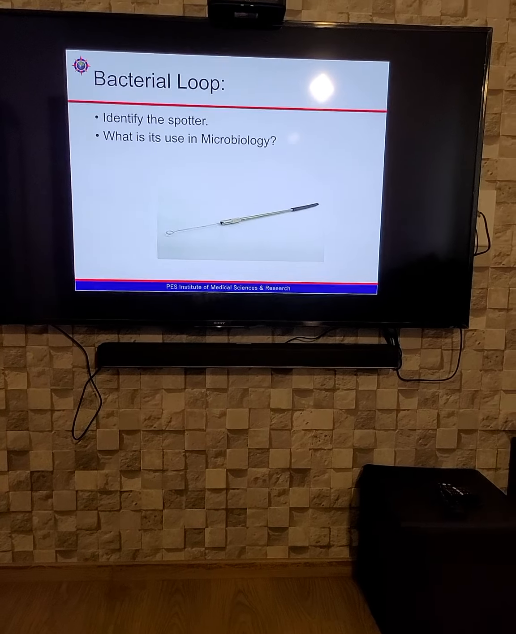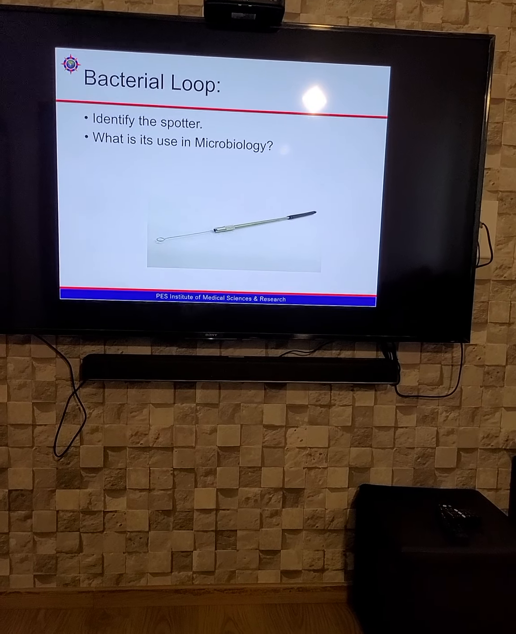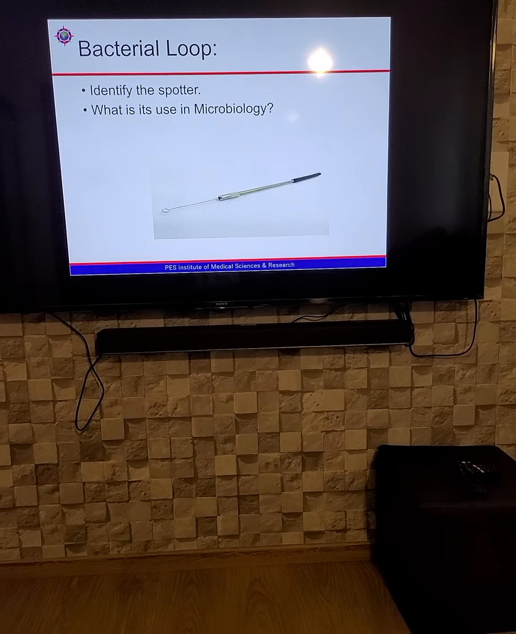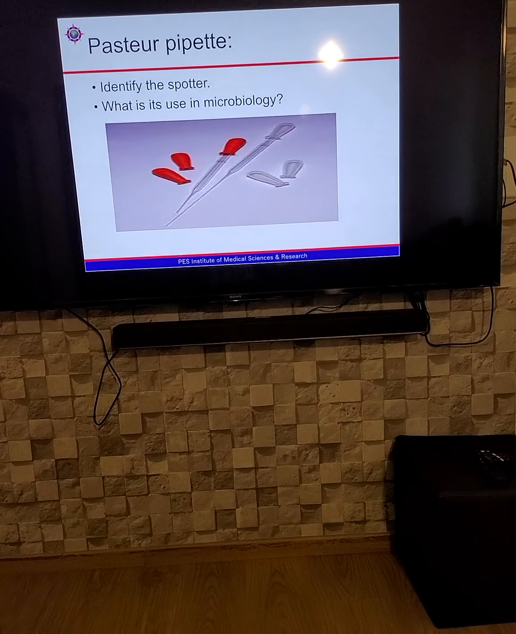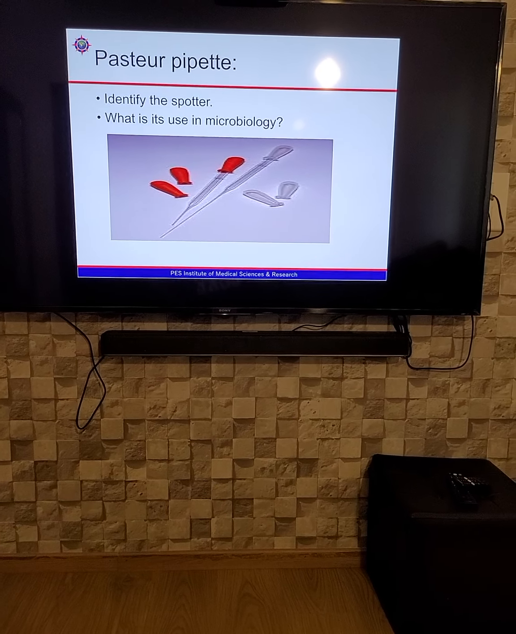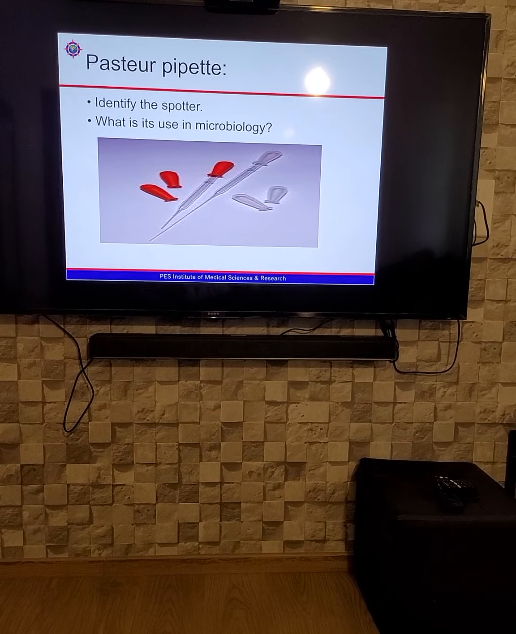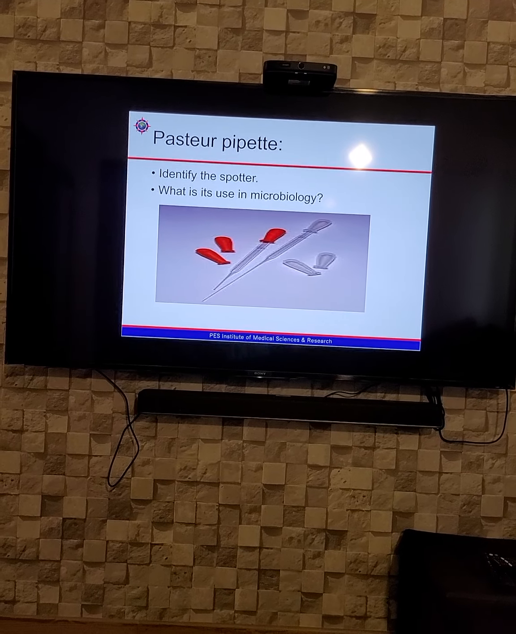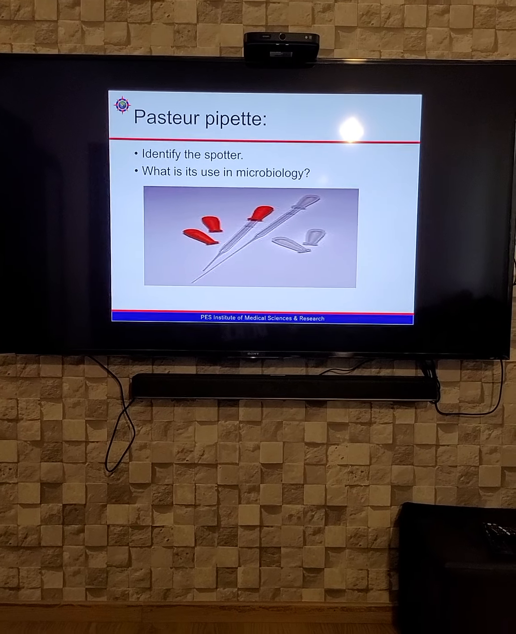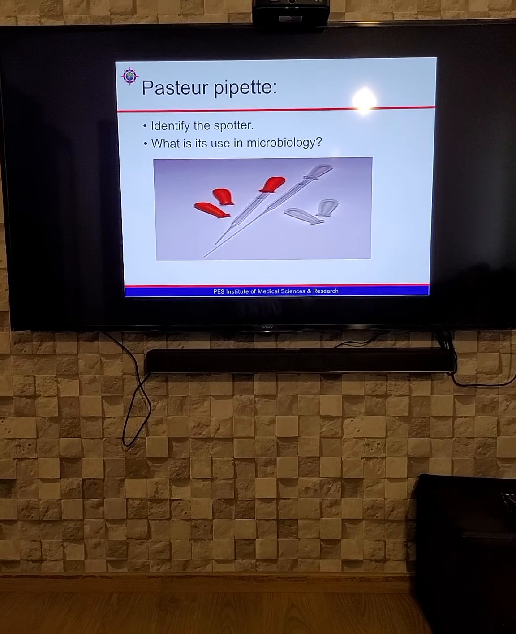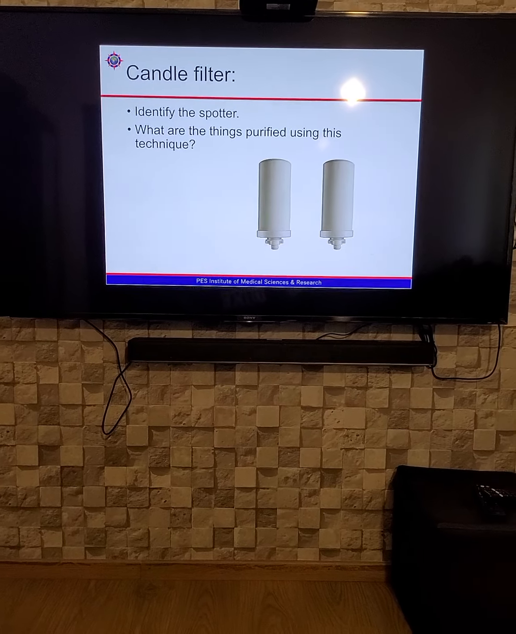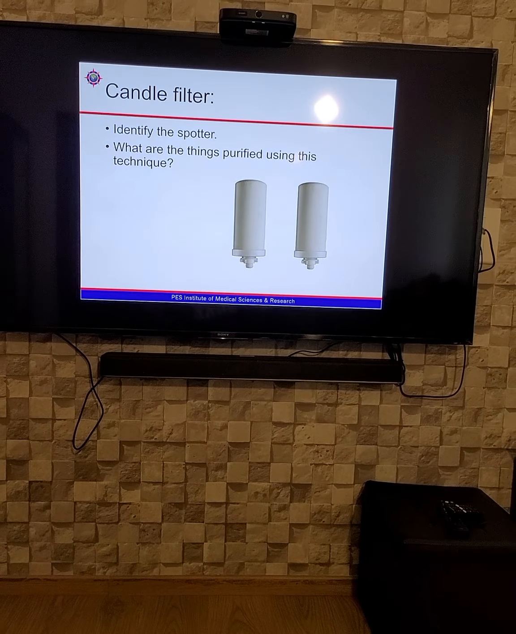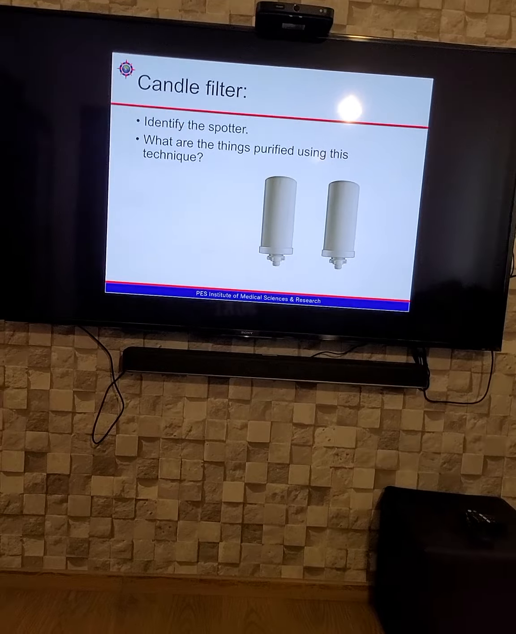This is bacterial inoculating loop, sterilized by red hot sterilization. It is used for picking up colonies and inoculating into the liquid media. This is Pasteur pipette, and it is commonly used for transfer of sterile liquid medium from one tube to another tube. And it is candle filters. This is commonly employed in the house for sterilization of water.